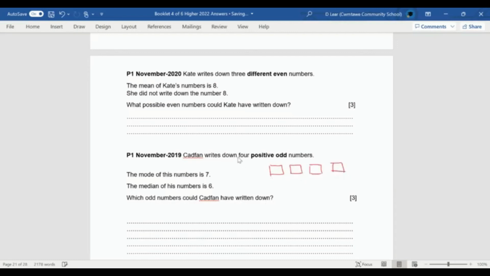So we've got 4 numbers and they're all going to be odd. They're all positive odd numbers. The mode is 7. So all that means for a minute is I'm going to put at least one 7 in the list. Don't know where for a minute.